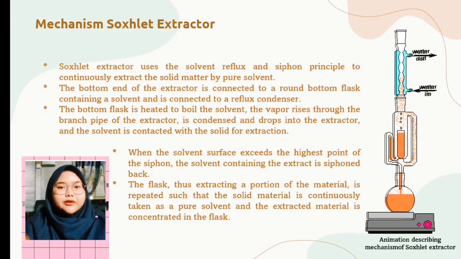The solvent vapor will then travel up the distillation arm and flood into the chamber housing the thimble. The condenser ensures that any solvent vapor cools and drips back down into the chamber housing the solid material. The chamber containing the solid material slowly fills with warm solvent. Some of the desired compound will then dissolve in the warm solvent.